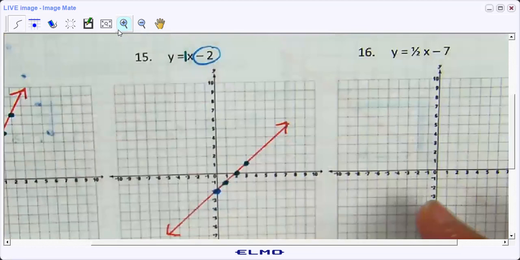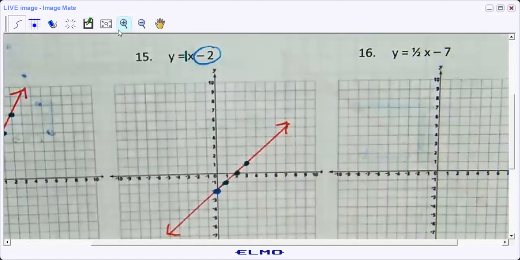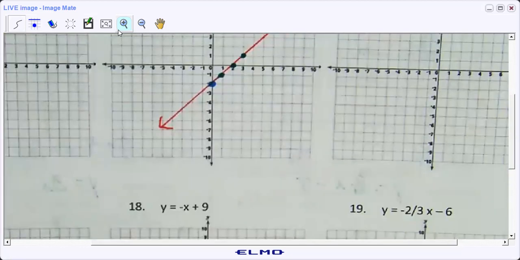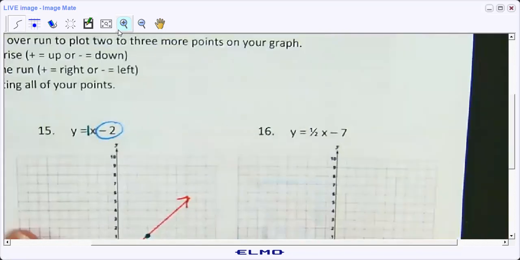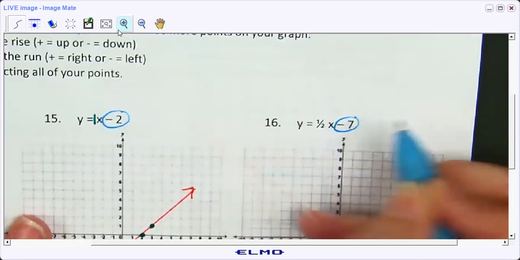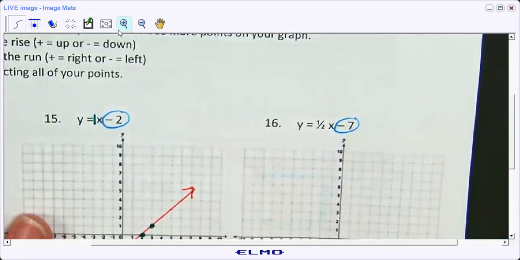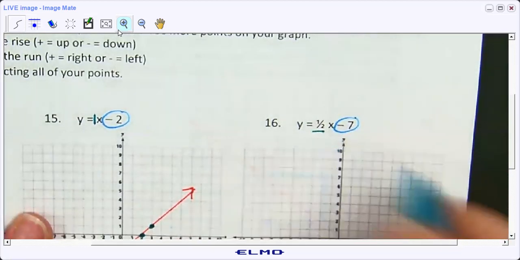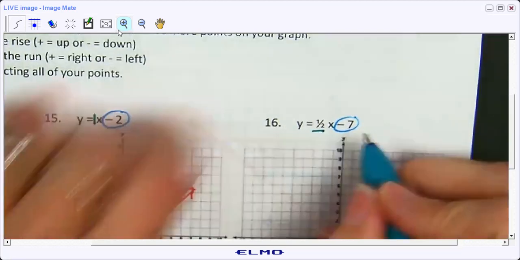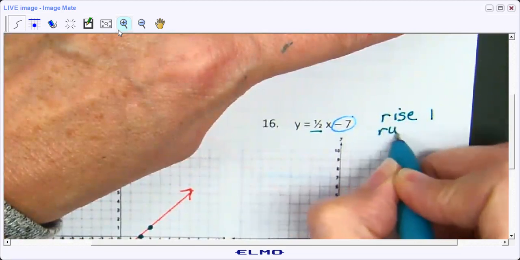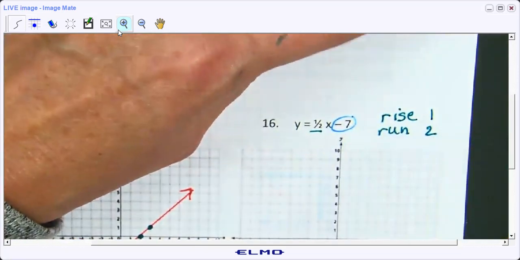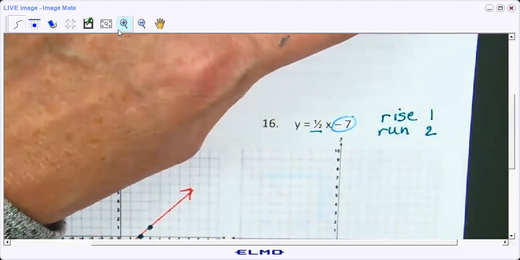Now I'm going to skip. No, I'm going to do 16. I'm sorry. Okay, here we go. 16 has a y-intercept of -7. So I'm going to plot a point at -7. And it has a slope of 1/2. That means I'm going to rise 1, run 2. Please do not go up a half of a box.